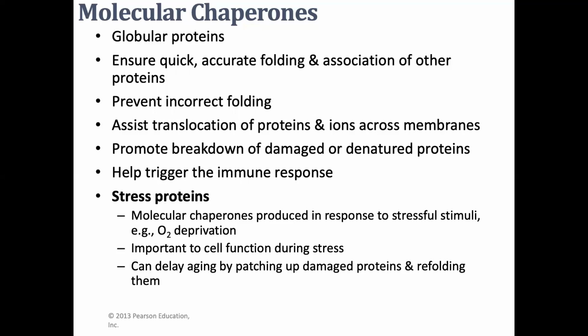Stress proteins are molecular chaperones that respond to extreme conditions like low oxygen situations or shifts in pH, and they help the cell survive during stress that it can deal with. And they can also delay the cell aging by helping repair damaged proteins and folding them back up. One of the things that happens when chaperones get messed up is that the cell can die because they have such a big role in helping other proteins get to where they need.